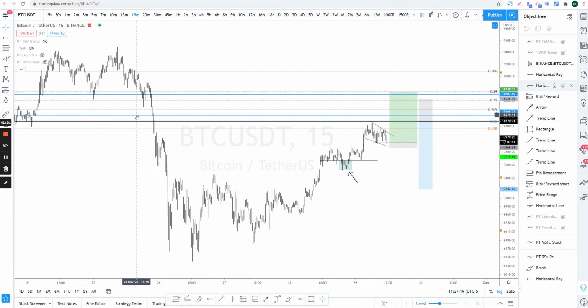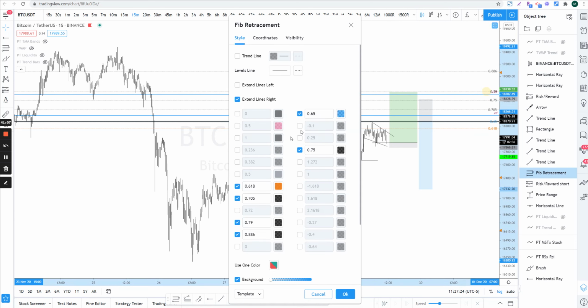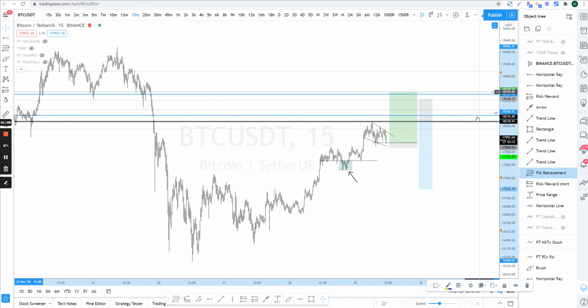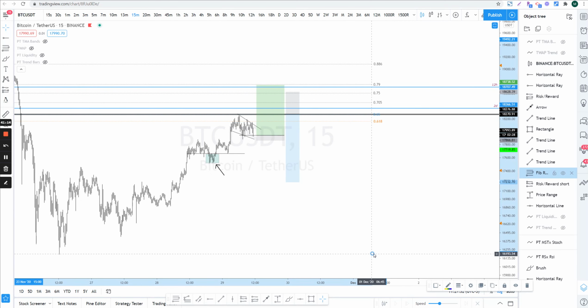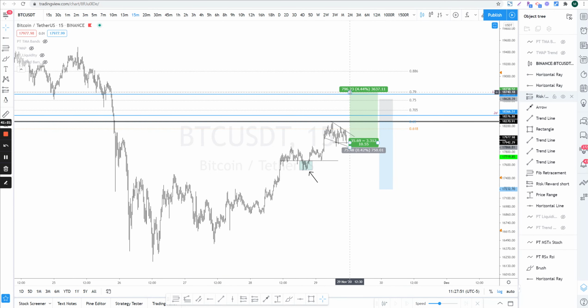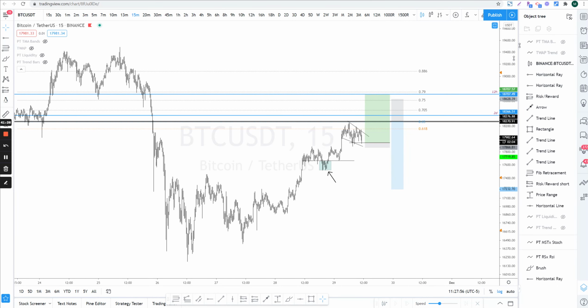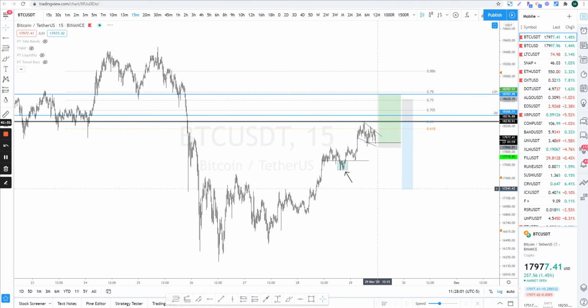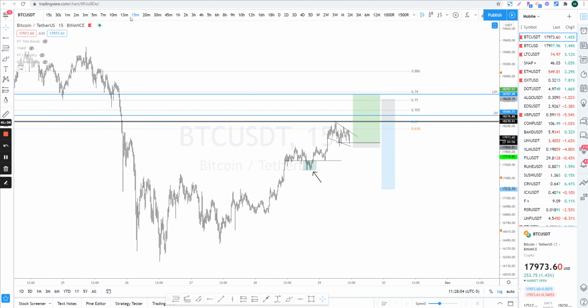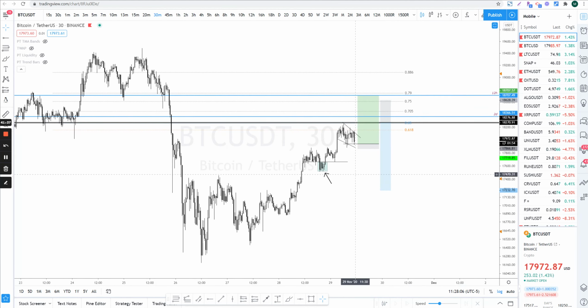Right? In hindsight, it looks beautiful. You long this area, you target the OTE, which is, sorry about that, the OTE is perfect confluence with the 12 hour, you know. So that's what I would do if I was assuming that we're bullish.